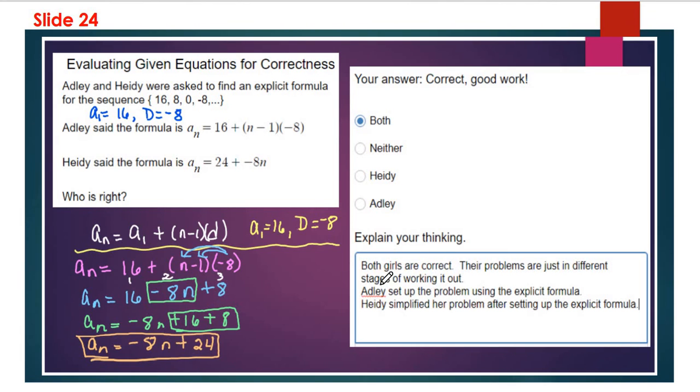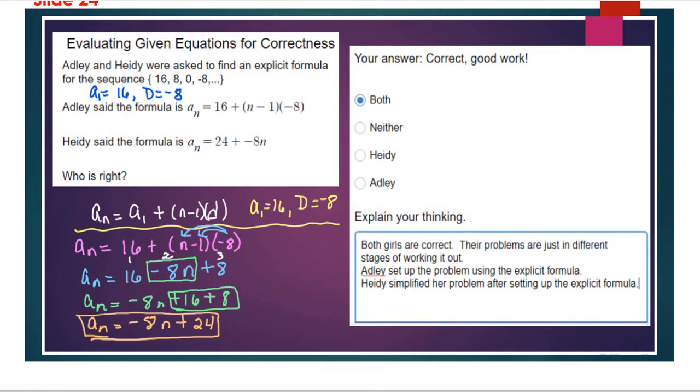Their problems are just in different stages of working it out. Adley set up the problem using the explicit formula right here. She just did not simplify it. She just left it as an explicit formula. So this right here is correct. Now Heidi went ahead and worked it out. As you can see right here, 24 plus -8n is the same thing as saying -8n plus 24. So both girls are correct. They're just at different stages of working it out.